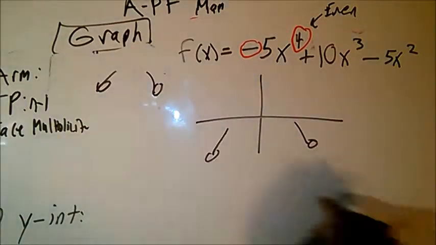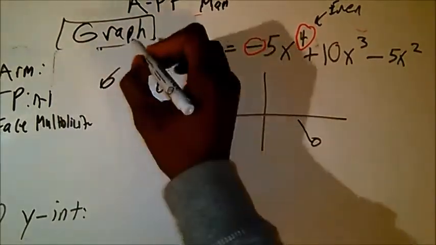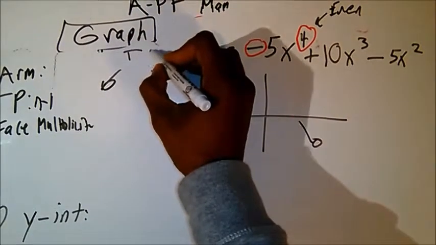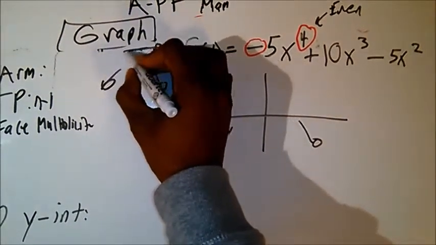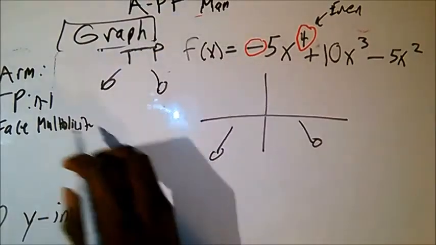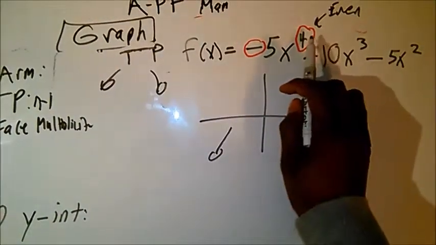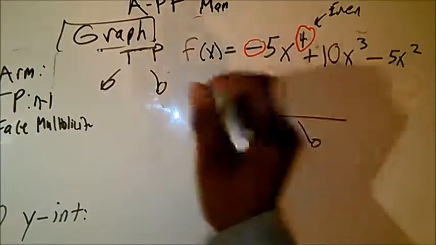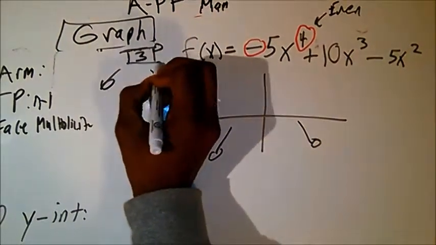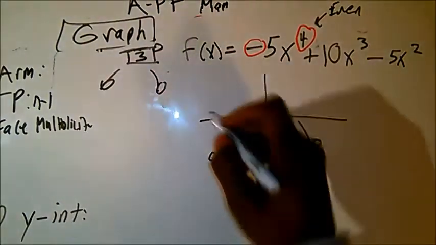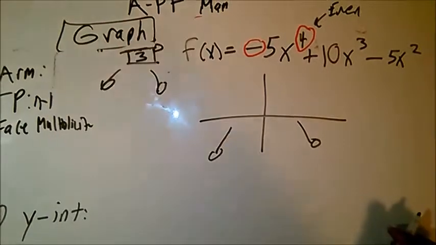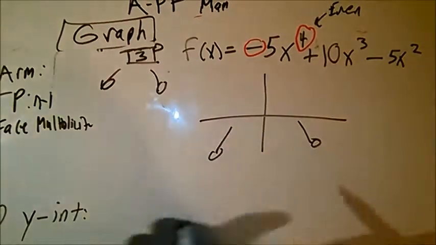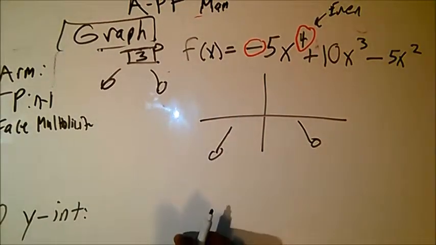And the next thing we need to find out is the teapot, which is our turning points. How many times it's going to touch and turn around is n-1. The n is 4, so 4 minus 1 is 3. Our teapot is 3. So it's going to turn around up to 3 times. It doesn't have to be exactly 3. It can be less than 3.